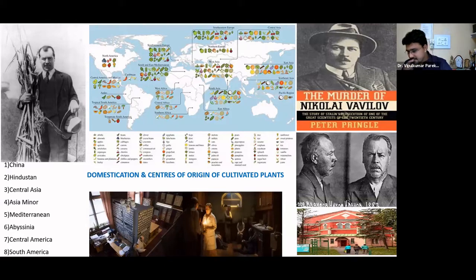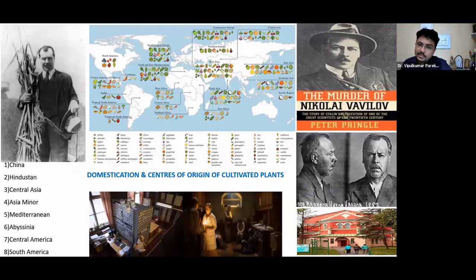This was just before World War II. At the time of World War II, this collection of Vavilov was kept at a museum in Petersburg, and it was under the threat of Stalin, and a whole conspiracy happened. You can read this story in the book The Murder of Vavilov by Peter Pringle. It is a very interesting story of how they paid the cost of conservation.